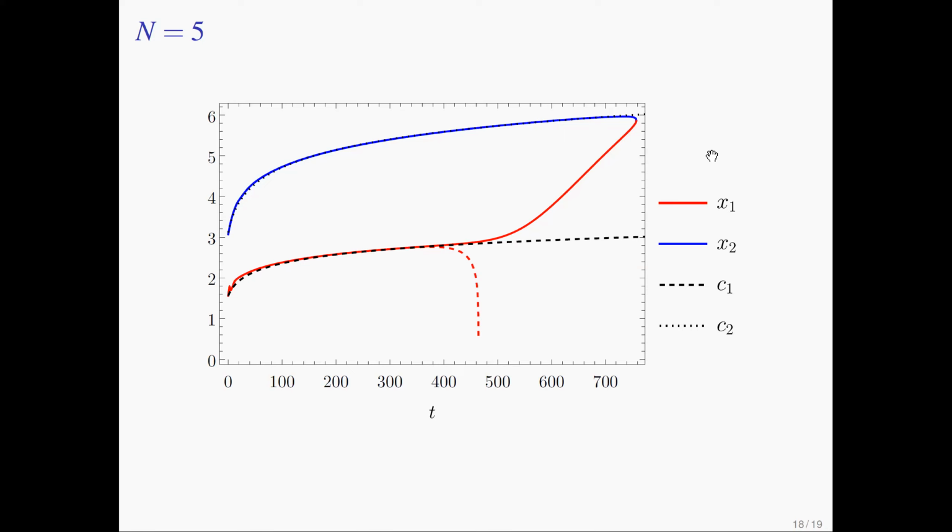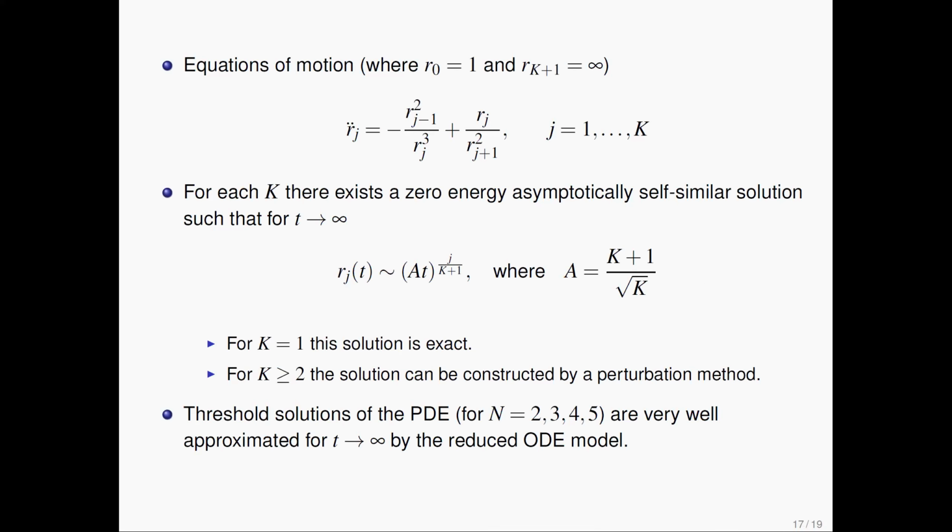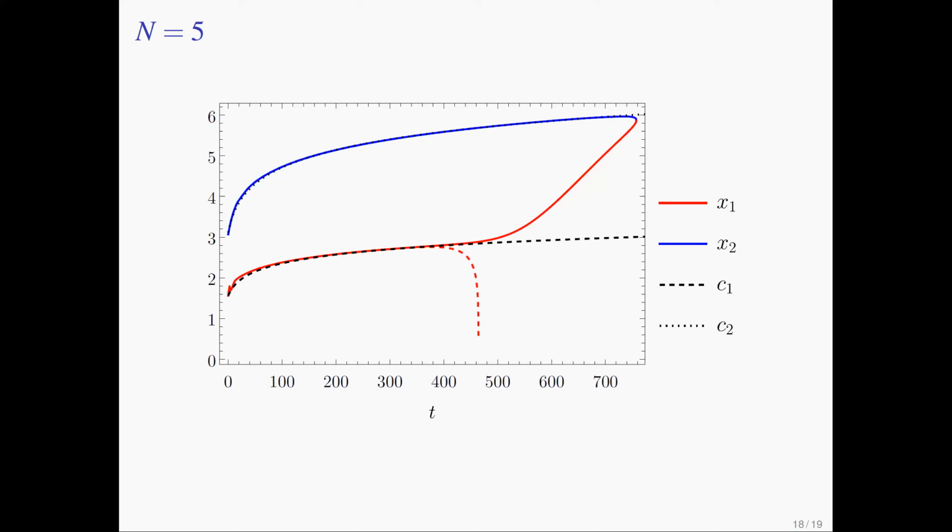So we have similar results for four kinks. The ODE approximation can be done for any number of kinks. However, we have not been able to produce solutions with chains longer than five kinks for a PDE, because it requires fine-tuning many parameters in the initial data. So we don't know how to do that.